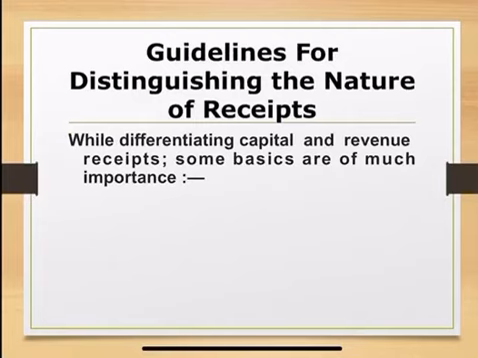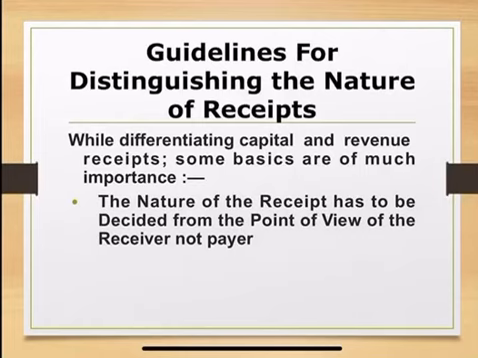So while differentiating whether this is a capital receipt or revenue receipt, some basics are of much importance. First is the nature of receipt has to be decided from the point of view of the receiver and not payer. For example, when a company pays interest out of its capital, it's a revenue receipt for the shareholder or the person receiving it. So we have to focus on the person who is receiving it.